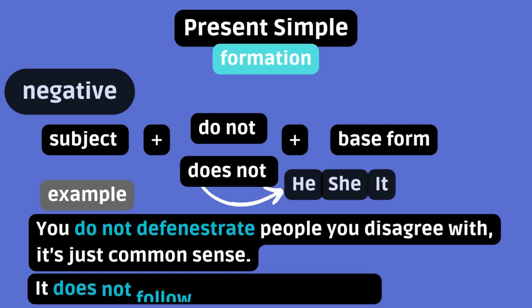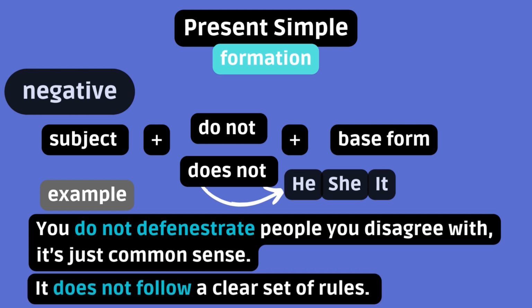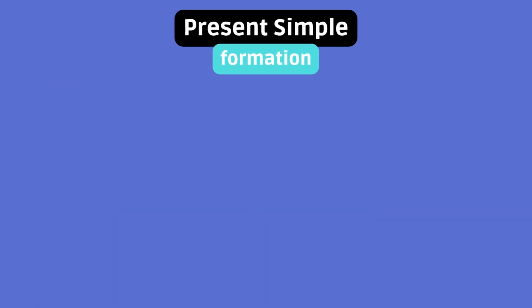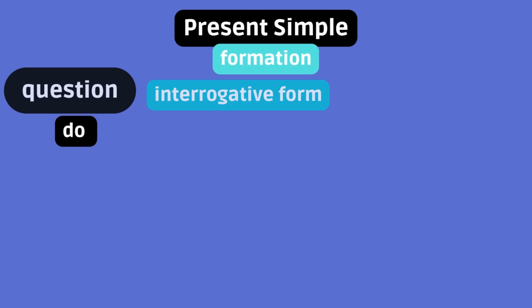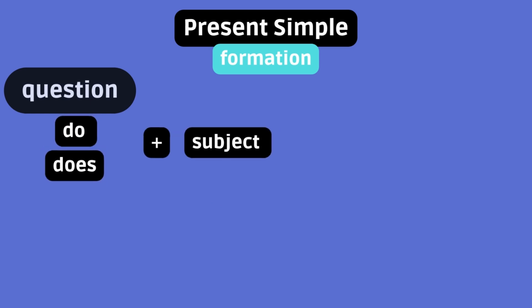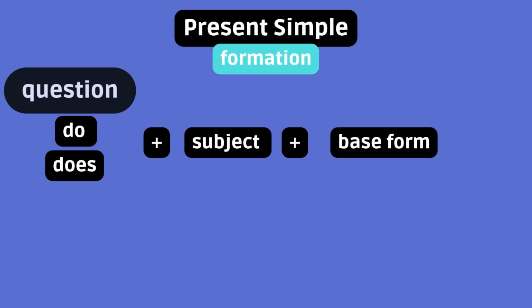It does not follow a clear set of rules. No need to add an S to the second verb word with he, she, it, since does already shows the S ending. When dealing with a question, you follow the structure do or does plus subject plus base form.